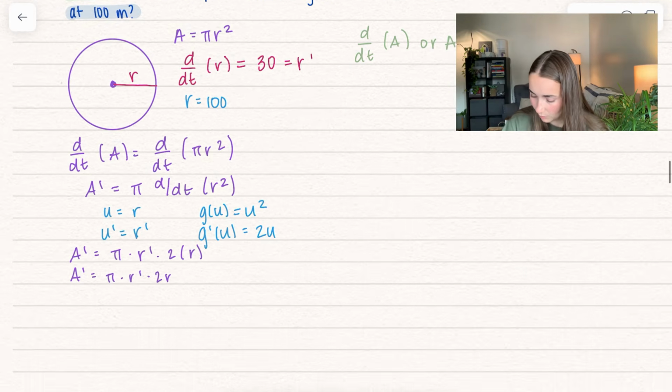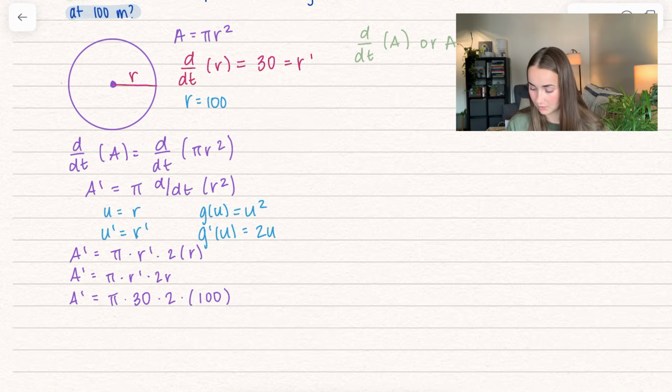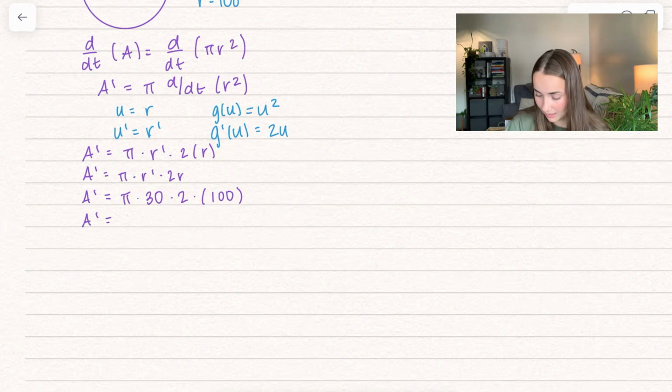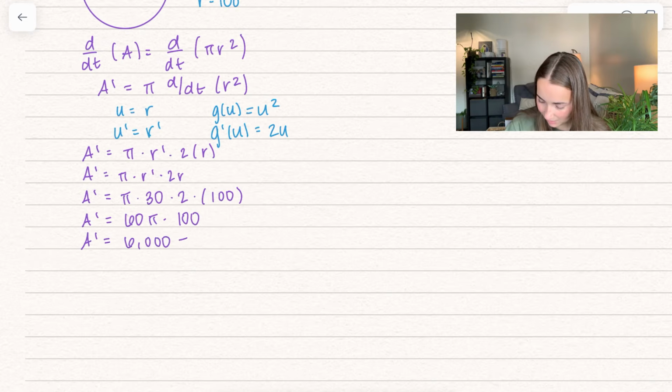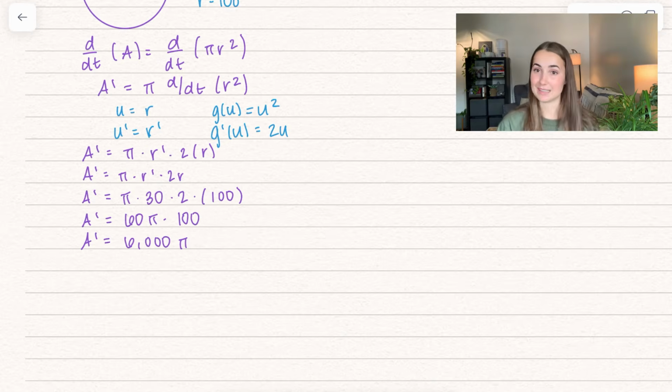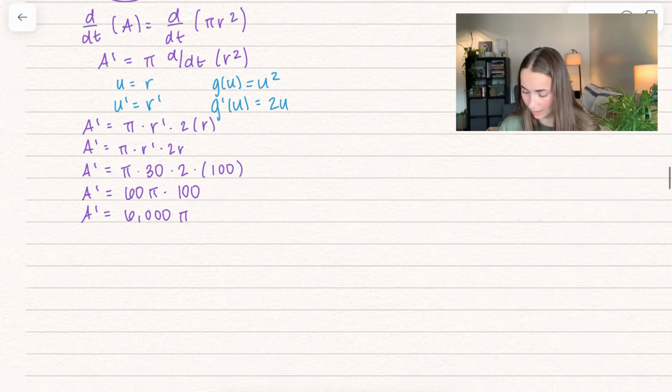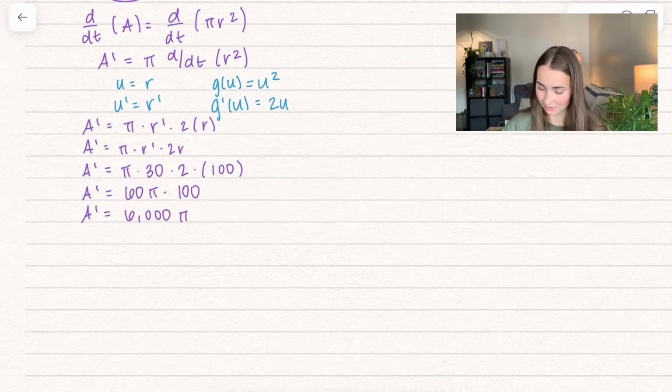So let's go ahead and fill in what we know. A prime is what we're looking for, so that's going to stay the same. The pi doesn't change also, but r prime, we're given that it's increasing at a rate of 30 meters per hour. Multiply by 2 times, and let's fill in what r was, and this was when r is at 100 meters. And then we just go ahead and use math. So when I do that, I get 30 times 2 is 60 pi times 100. So I'm going to multiply 60 and 100. A prime is equal to 6,000 pi. I'm not going to multiply what pi is equal to because that's going to give us a big long number and I don't want to work with that. So now I'm going to go ahead and write this out all nicely.